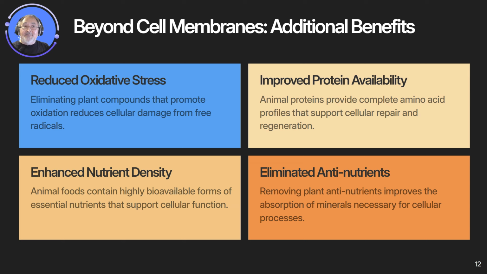Enhanced nutrient density. Animal foods contain highly bioavailable forms of essential nutrients that support cellular function. And finally, eliminated anti-nutrients. Removing plant anti-nutrients improves the absorption of minerals necessary for cellular processes. These factors synergize with membrane restoration to enhance overall cellular health and function.